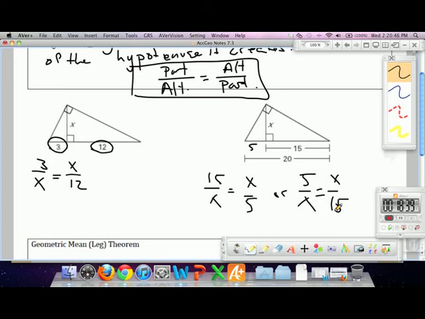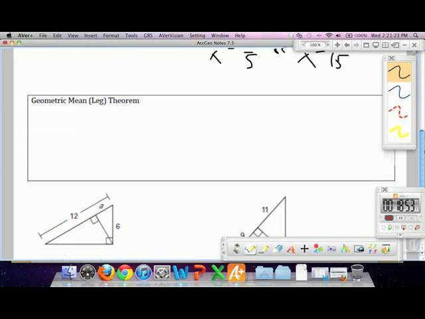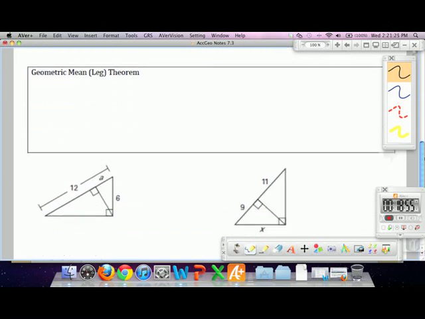Cross multiply and solve. Okay. Well, we don't know the altitude. Well, we actually have a geometric mean theorem as well that looks at the legs. The geometric mean theorem for legs is as follows.